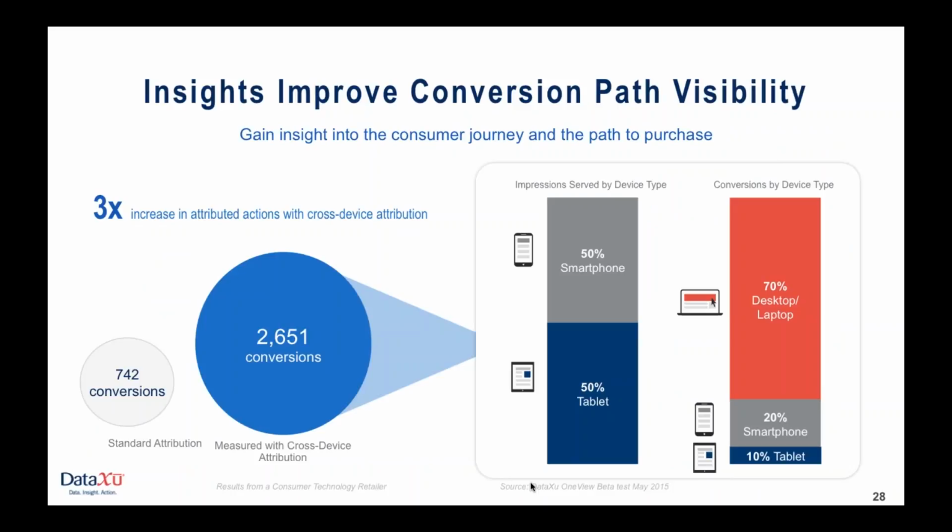So an example of this kind of cross-device measurement can be seen here, which are the results for a consumer technology retailer that we worked with, where they were able to gain visibility into 3x the number of conversions with cross-device insights. So while their campaign, as you can see in this bar chart, was targeted 100% to smartphone and tablets, you'll see that almost 70% of the conversions that were attributed to this campaign actually occurred on a desktop or laptop computer as opposed to a mobile.